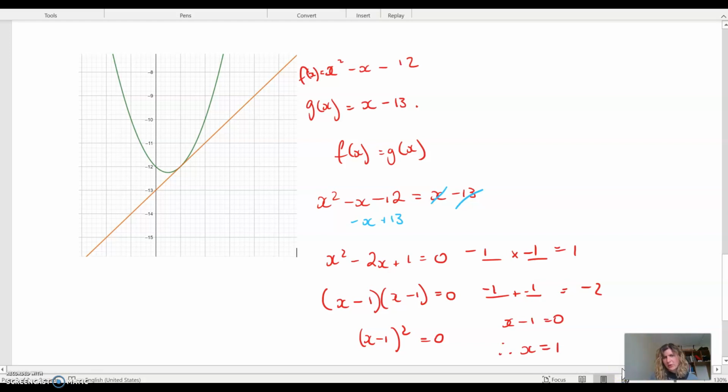Then you would go through and sub 1 into g of x, make it nice and easy, and we end up with 1 minus 13, which is negative 12. So therefore your point of intersection is at positive 1, negative 12. And that's that point there. Now this is what we call a tangent to the curve, because it doesn't cross the curve, it touches it and then keeps going.